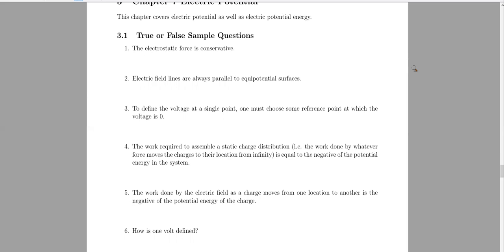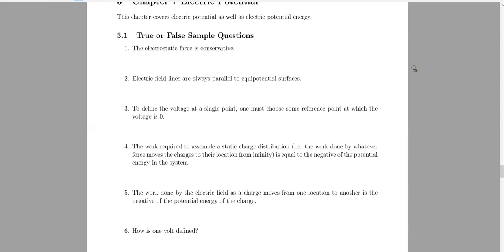All right, so to define a voltage at a single point, one must choose some reference point at which the voltage is zero. That's true. Normally, you can only find the change in the voltage between 2 points. But if you choose one point for the voltage to be zero, this is usually chosen as infinity, then the voltage at one point makes sense. It's always relative to whatever point you defined it to be zero at.